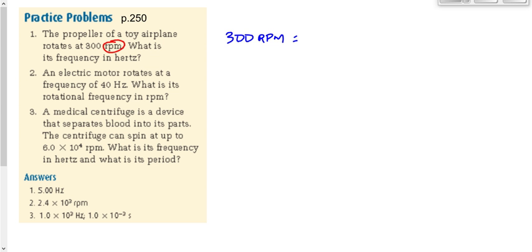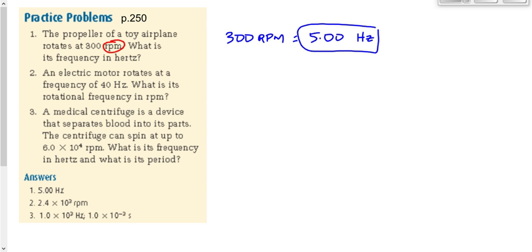Yeah, let's divide it by 60. If you get 300 in a minute, then you get 1/60th of that in a second. You divide that by 60 and you end up getting 5, I think it is, isn't it? 5.00 RPS, or revs per second, or hertz. Is that a reasonable number? Well, if it makes 5 rotations in 1 second, it's going to make more than that in 1 minute. So that works. An electric motor rotates at a frequency of 40 hertz.